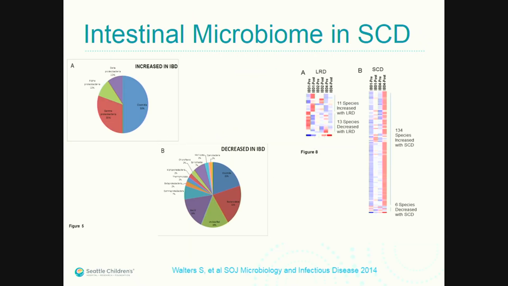So what about the diets that we use in inflammatory bowel disease? What about the specific carbohydrate diet? Well, there is emerging research that's being done, and this is a study by Walters and colleagues that looked at intestinal microbiome in the SCD. This study was done in patients who had Crohn's disease, but all the patients were in remission, meaning that they were already doing quite well.